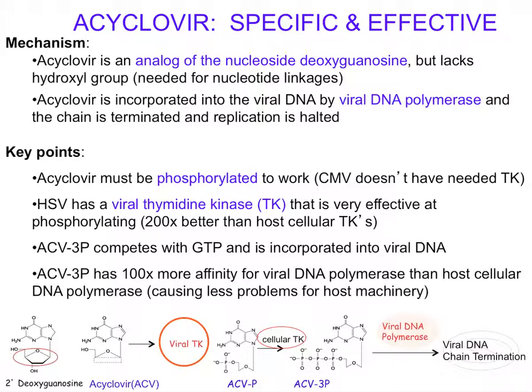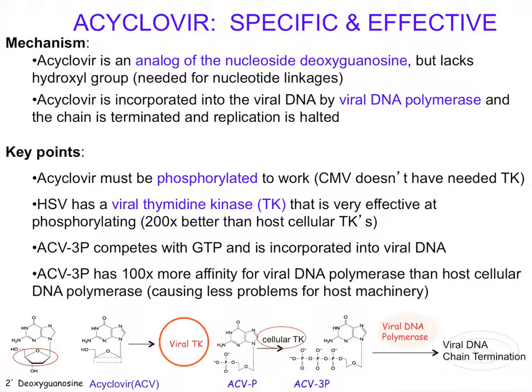But probably the most important thing to take home about acyclovir is the fact that in order to work, acyclovir has to be phosphorylated. You can see that in the cartoon at the very bottom, in which acyclovir requires a viral thymidine kinase, and that viral thymidine kinase is what phosphorylates acyclovir into acyclovir monophosphate. After that, some cellular kinases take over, and you develop acyclovir triphosphate, and that's what then gets incorporated by the viral DNA polymerase.